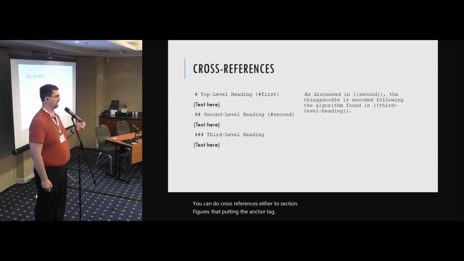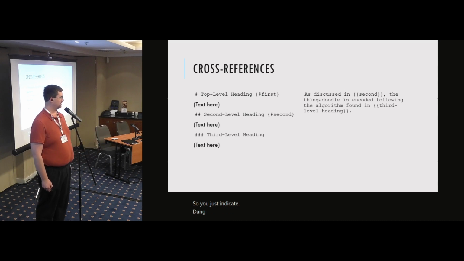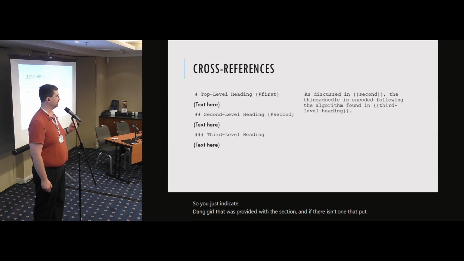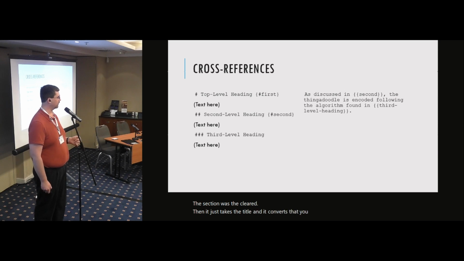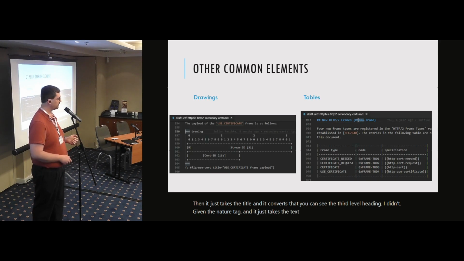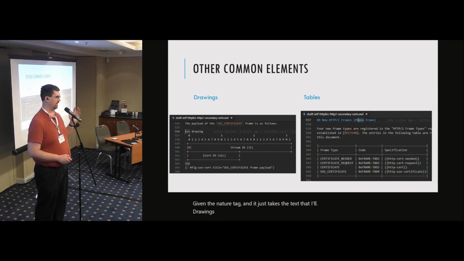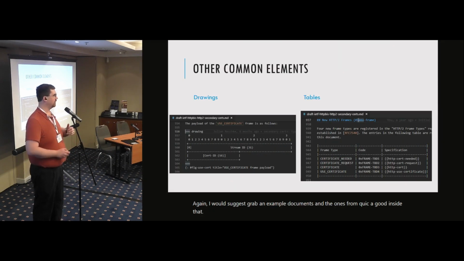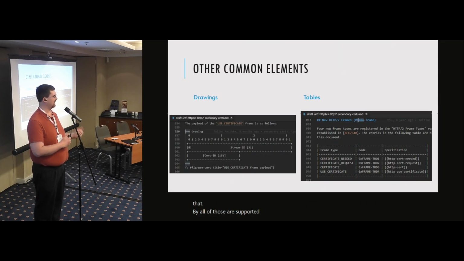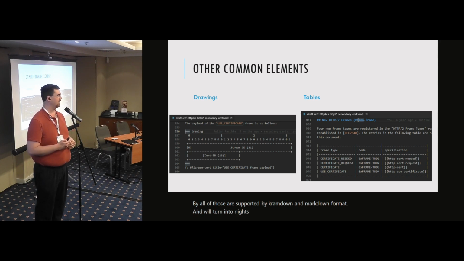You can do cross-references either to sections or figures by putting the anchor tag. So you just indicate the anchor that was provided with the section, and if there isn't one that's put when the section was declared, then it just takes the title and converts that. So you can see the third level heading, I didn't give it an anchor tag, and it just takes the text of the title. Drawings and tables, again, I would suggest grab an example document, and the ones from QUIC are a good instance of that. But all of those are supported by Kramdown and the Markdown format, and will turn into nice tables both in the HTML and in the text output.